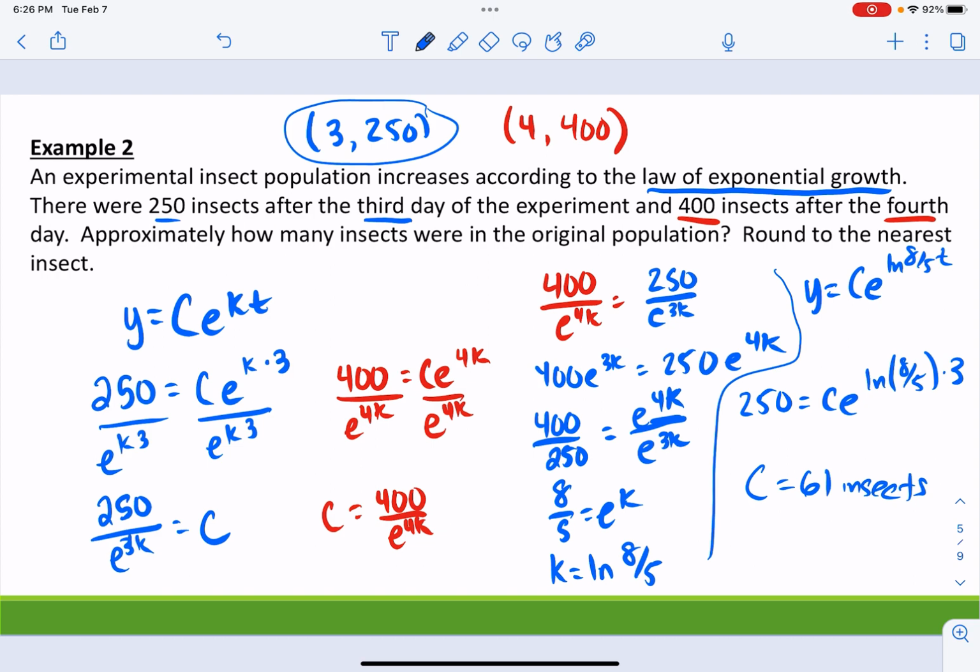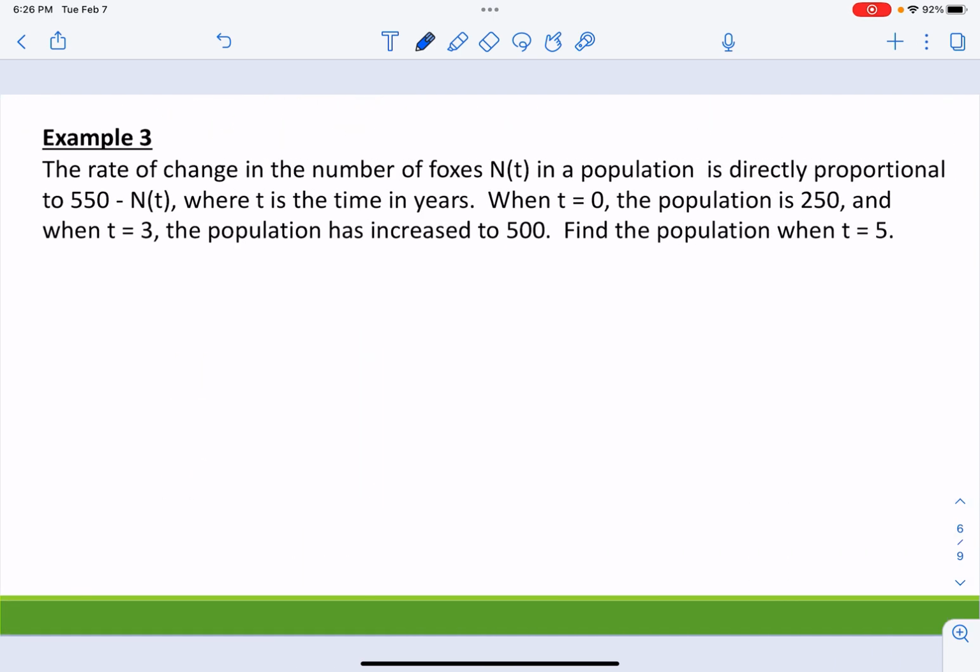Okay, moving right along. This is a really good question because it's a really good application, in my opinion. I have here the rate of change of the number of foxes, N of t, in a population. Isn't that foxen? Anyway, in a population it is directly proportional to 550 minus N of t, where t is time in years. When t equals 0, the population is 250. When t equals 3, the population has increased to 300. Find the population when t equals 5.